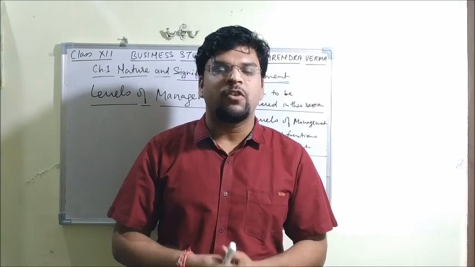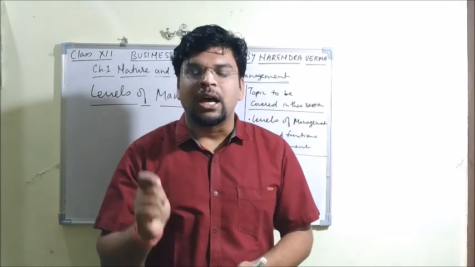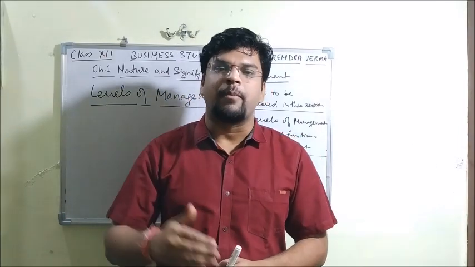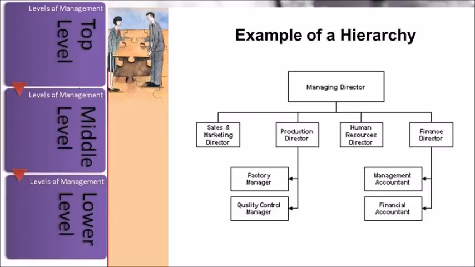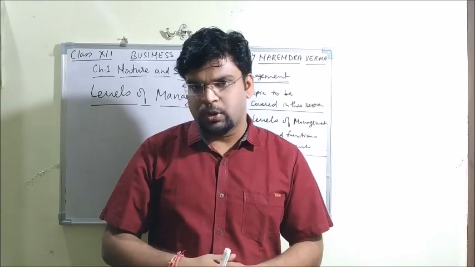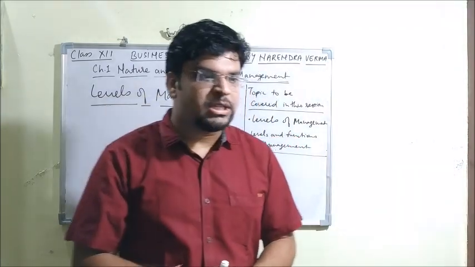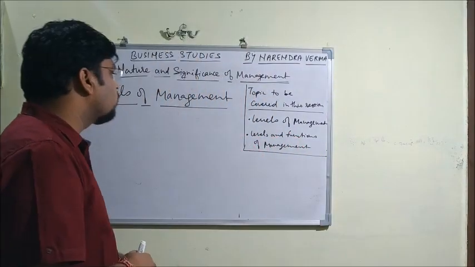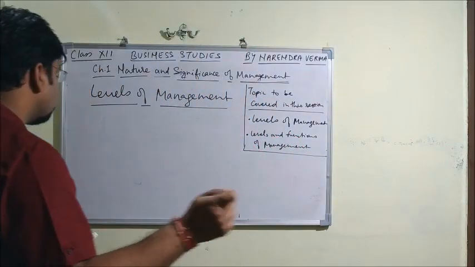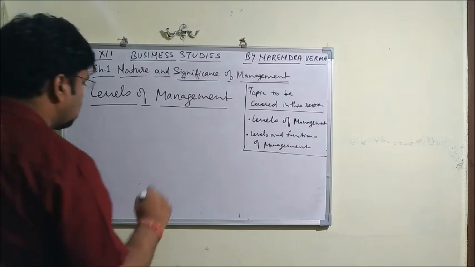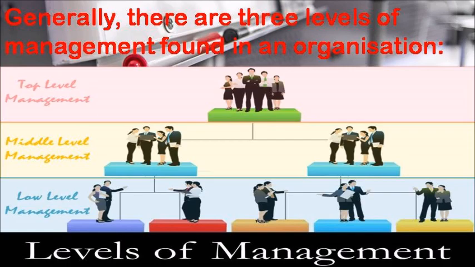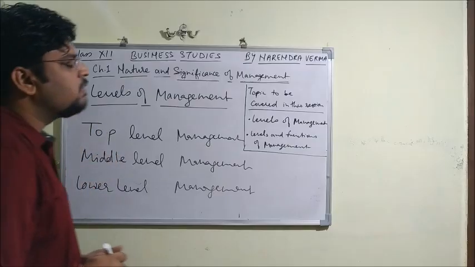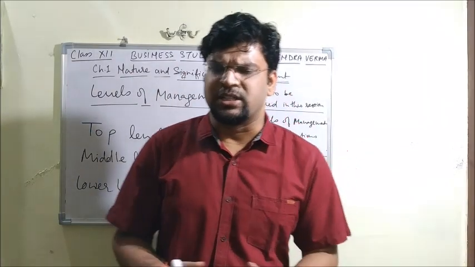So what is the level of management? The hierarchy of management in which managers perform their functions from top to bottom. Now we need to understand how many levels of management there are. Like I told you, generally in an organization we find three levels of management. These are the three levels of management in an organization.